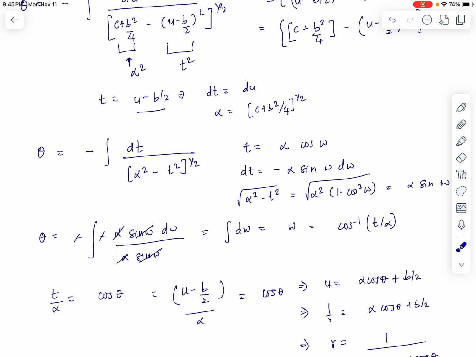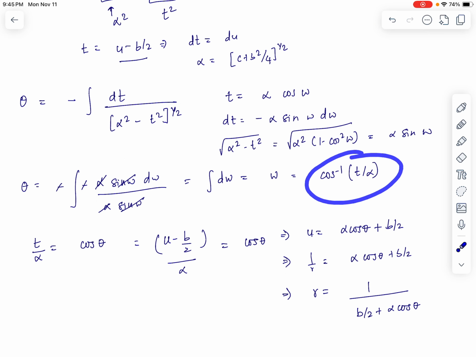And we get something as cos inverse t over alpha. So we rearrange the terms here. So t over alpha equals cosine of theta, and we rewrite t as u minus b over 2, right? And then find the value of u, and we rewrite u as 1 over r, and this is what we get. And this is essentially the equation of an ellipse.